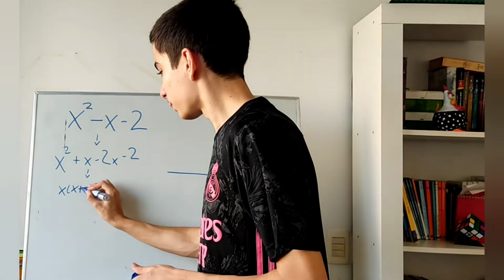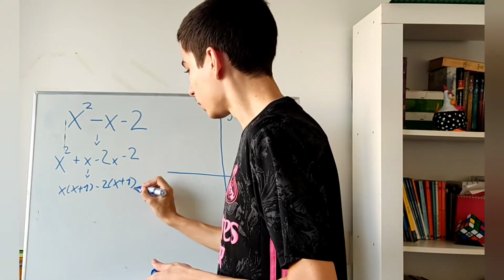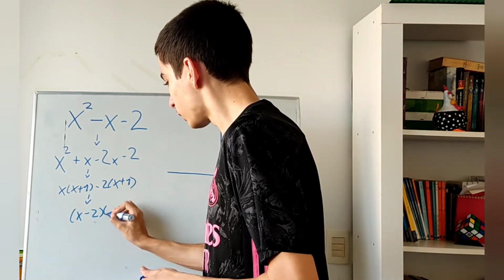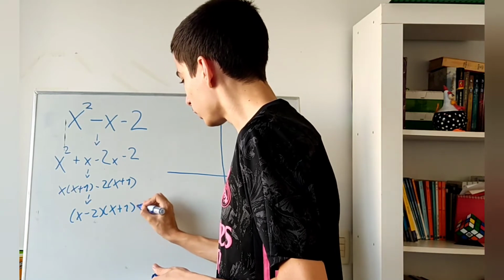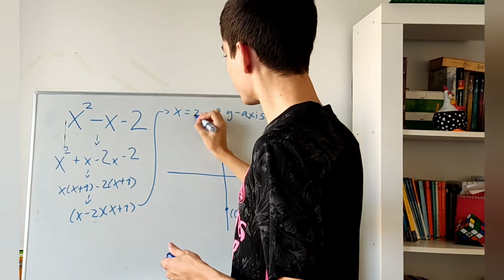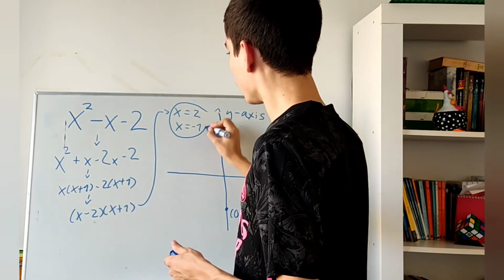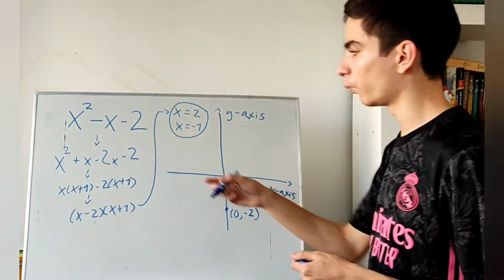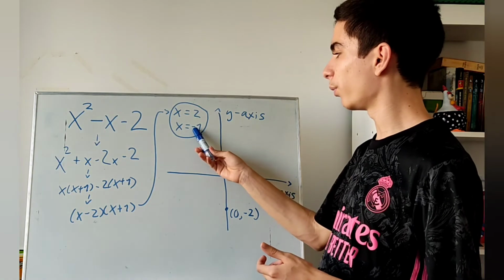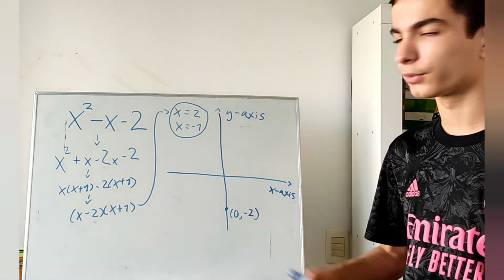x(x + 1) minus 2(x + 1). And so our factors are x minus 2 and x plus 1, which finally means that x equals 2 and x equals negative 1. Now we have solved the equation, and we have now found the values of the x-intercepts of this function.